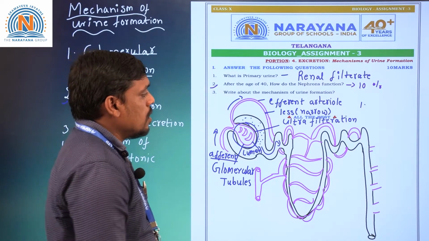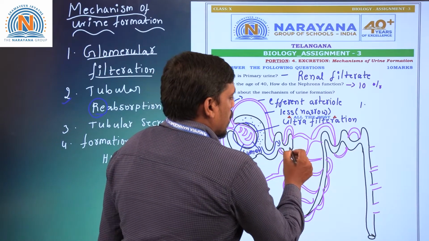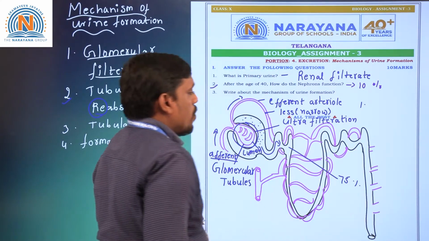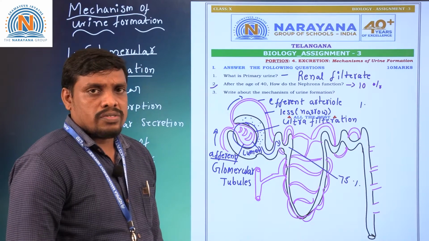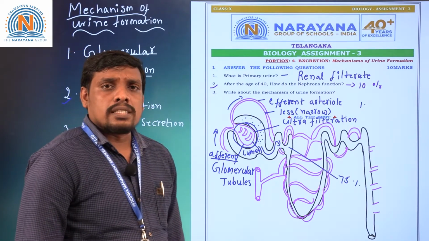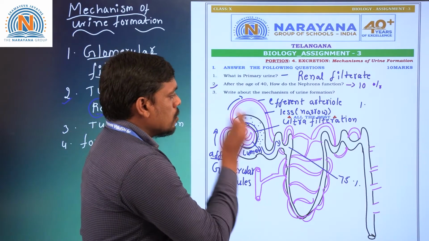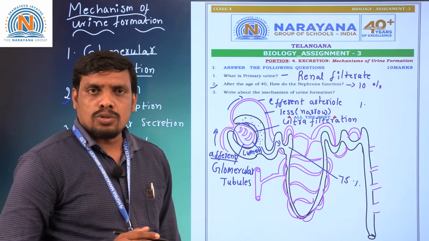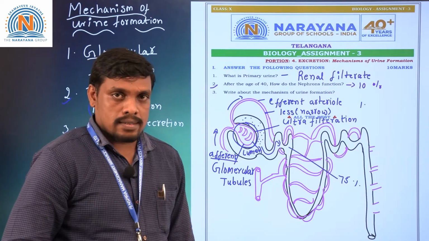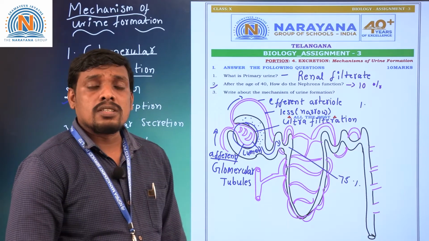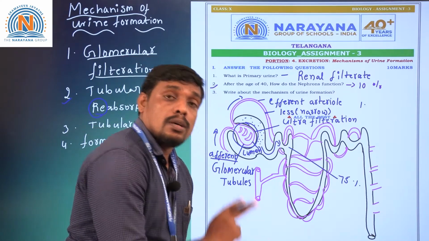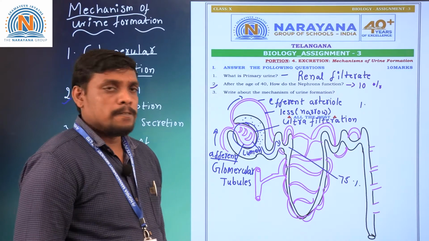75% of the water is generally absorbed by the proximal convoluted tubule, which is the first convoluted tubule of the nephron. Here the concentration of renal filtrate in the proximal convoluted tubule is almost equal to the blood, except for the presence of blood cells. So that much concentration is there for renal filtrate while it enters into the proximal convoluted tubule.